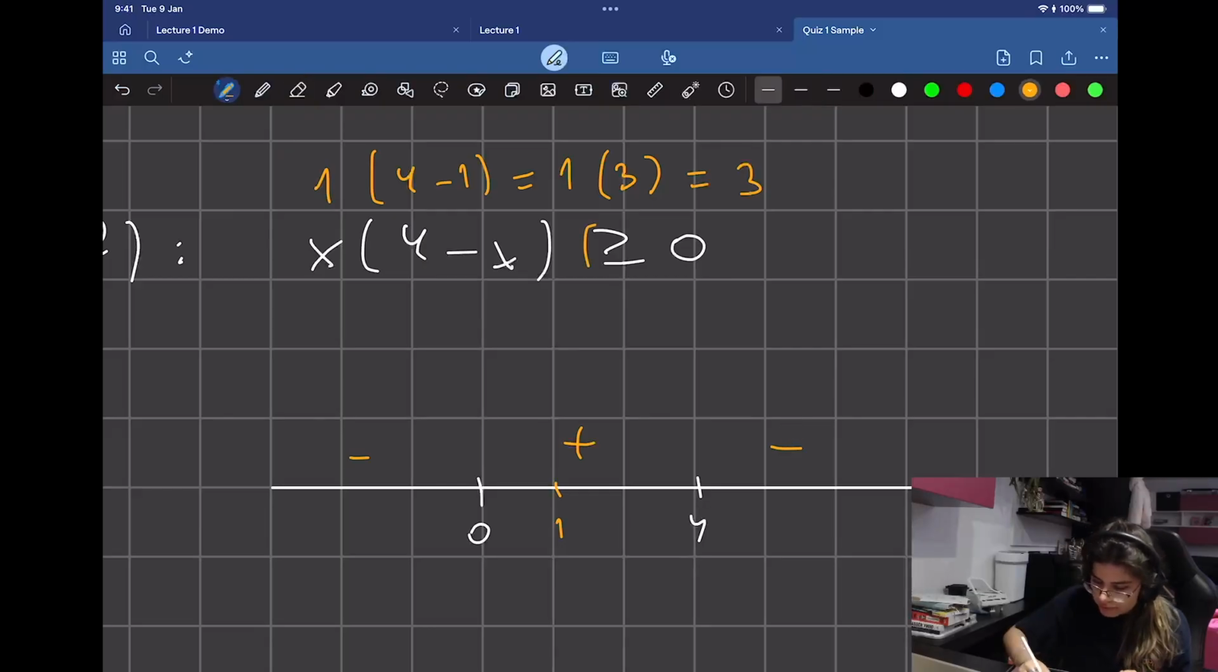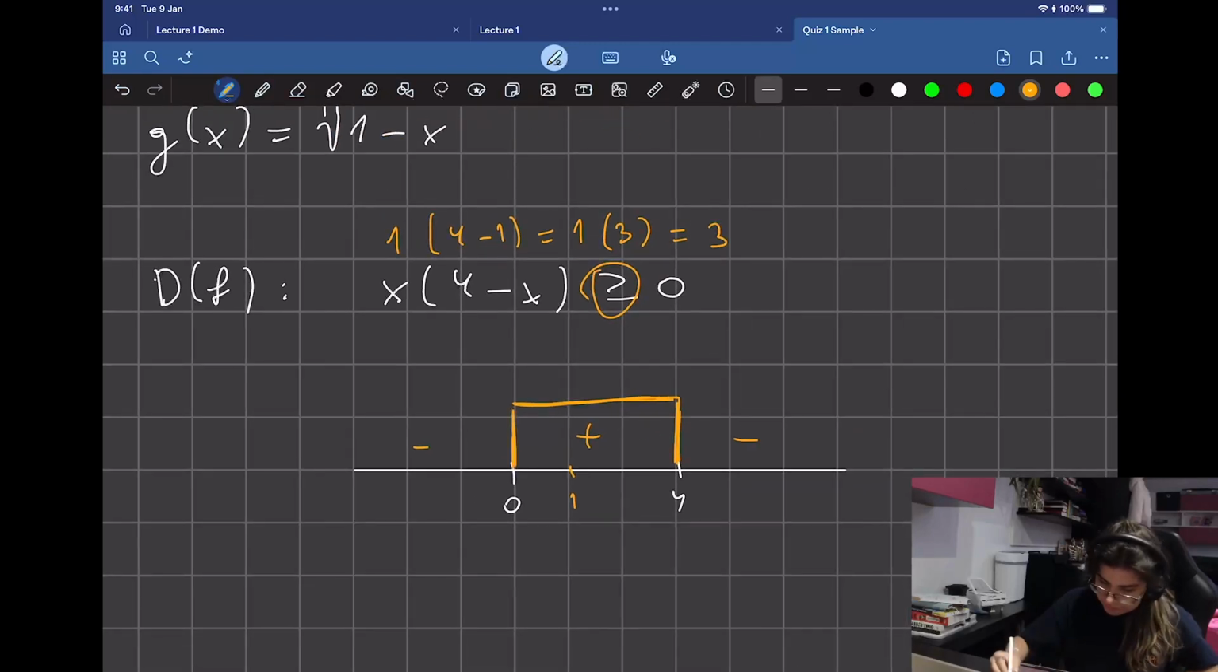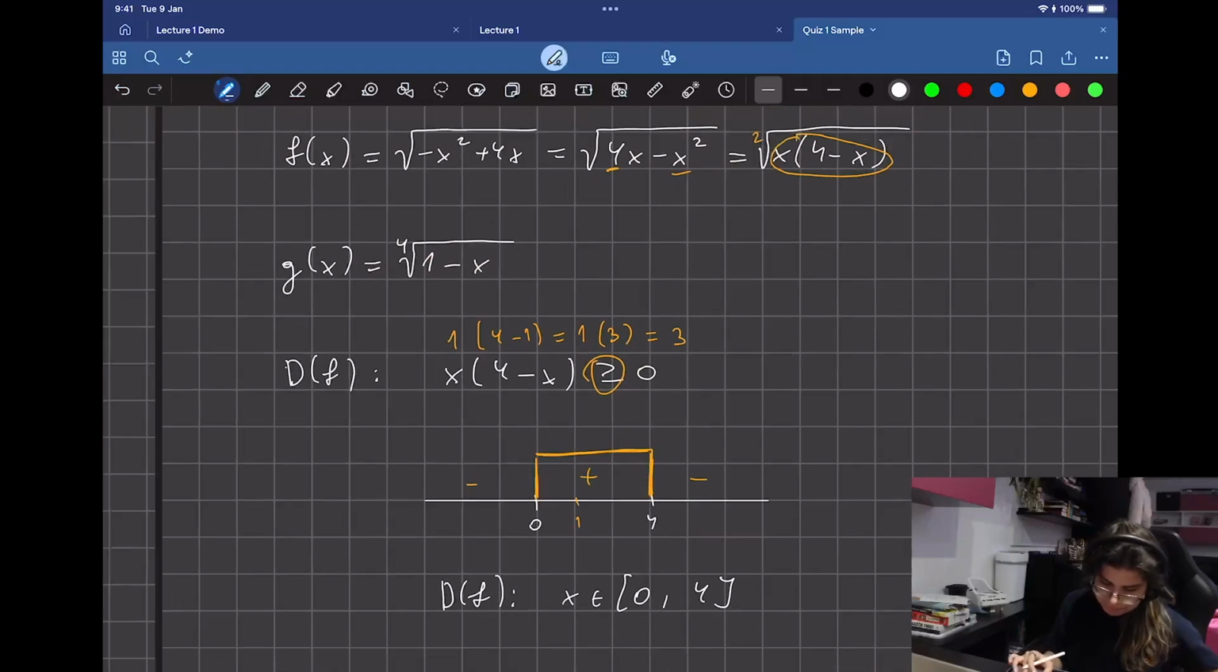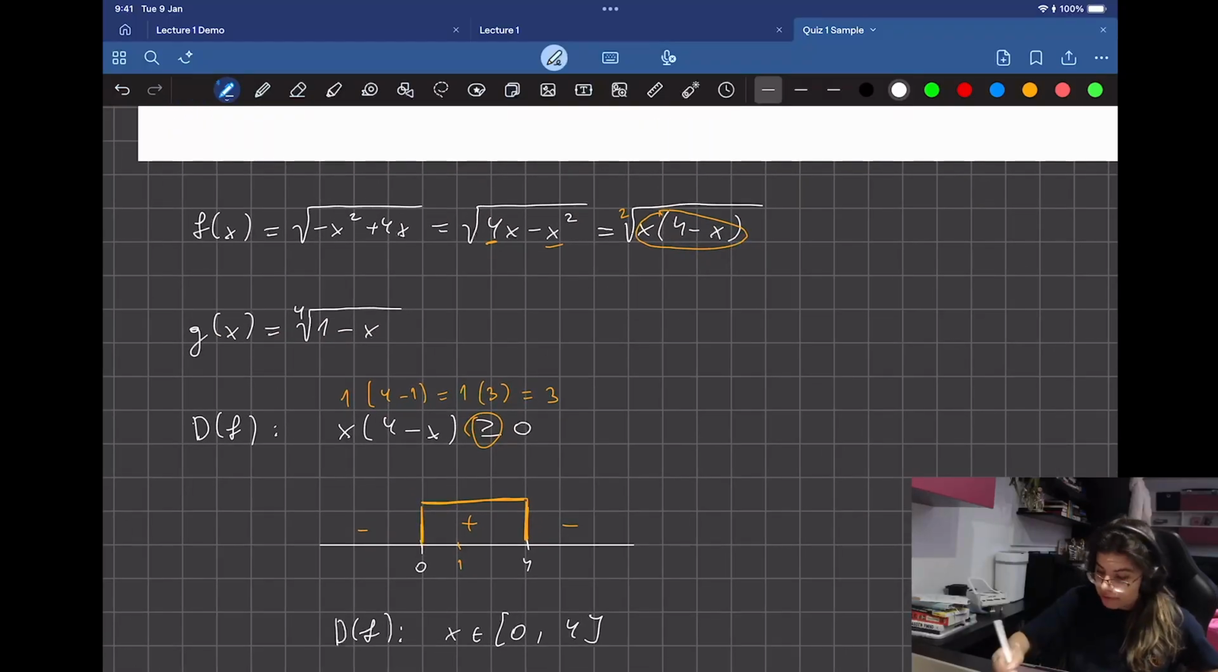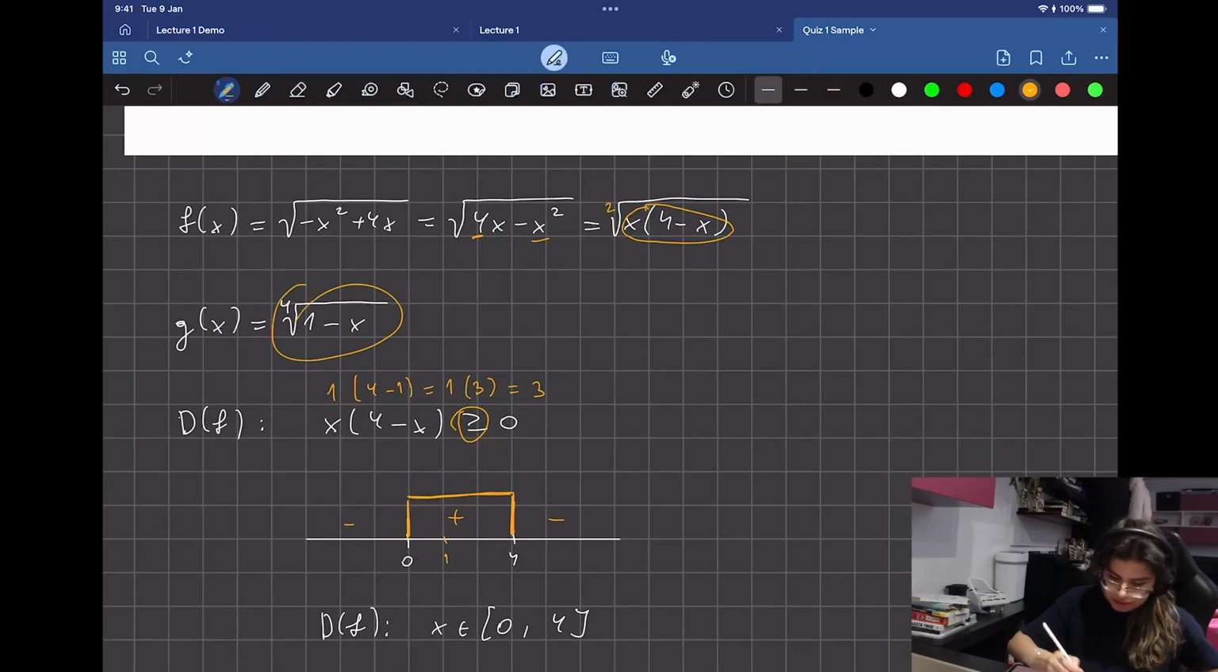And because we care about greater than or equal to 0, this means we care about the positives. Therefore, the solution, or the domain of f, is going to be this middle interval. So for D of f, we have x between 0 and 4. Okay, perfect. Now we need to find the domain of g.